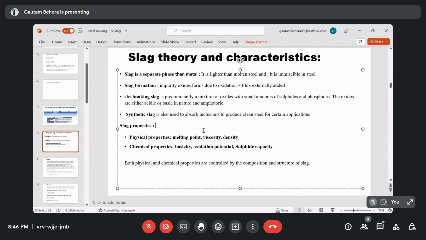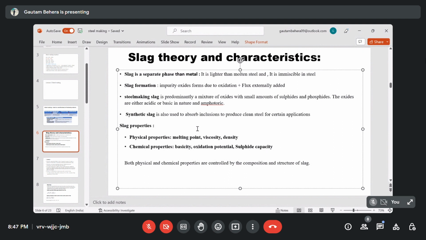Then synthetic slag. Yeah, this is very good. Sometimes people ask what is synthetic slag. Synthetic slag is a slag that is actually not produced during the process. We are intentionally producing a synthetic slag by adding a lot of oxides together, and it has a significance during the secondary steel making process. So synthetic slags are basically used during the secondary steel making process.